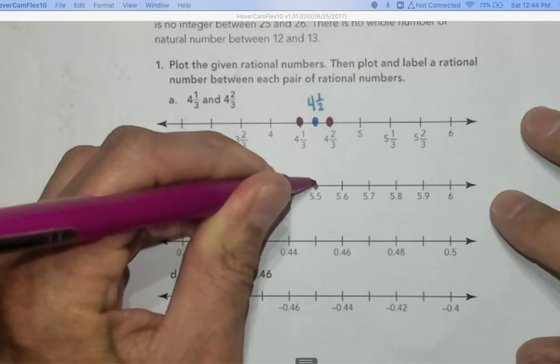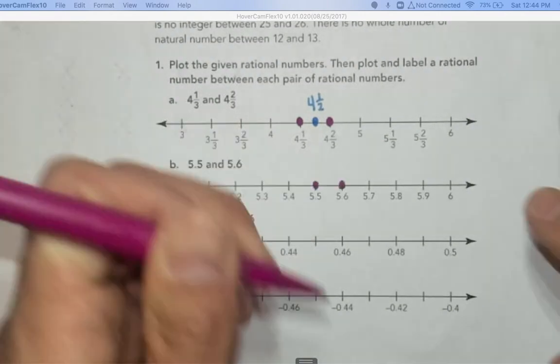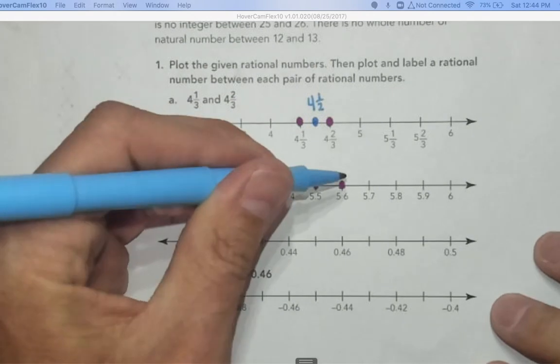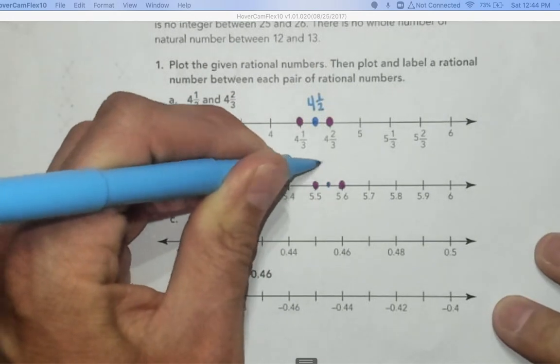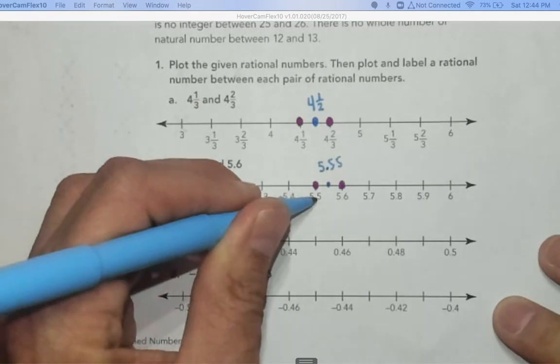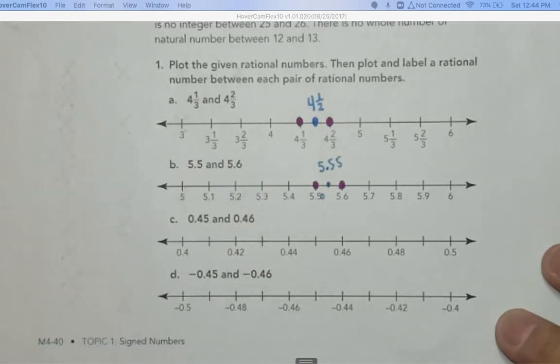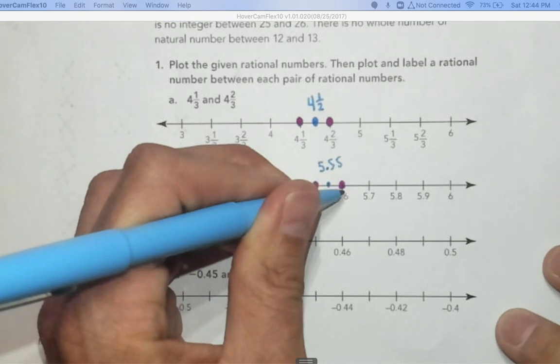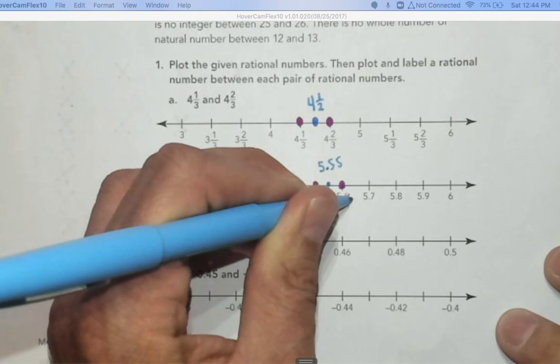5.5 and 5.6, something between 5.5 and 5.6 could be something like 5.55. Remember, 5.5 I could rewrite as 5.50, or 5 6/10 I could rewrite as 5 60/100.